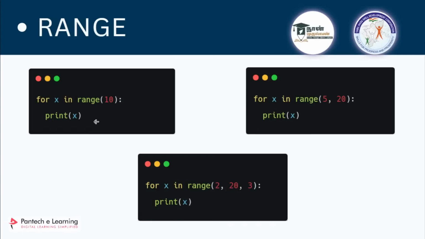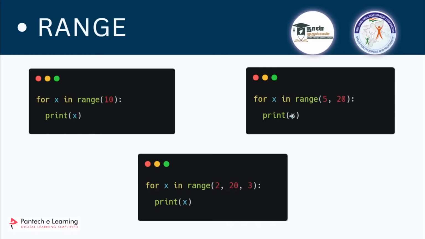Instead of 0, which is the default starting number, if you want to go from some number to some number, you can give that. If you mention two numbers, it will take the first one as the starting number and the second one as the ending number. So when you start from 5, it will print 5, then 6, 7, and go on. If you mention 20 here, you will get output till 19.